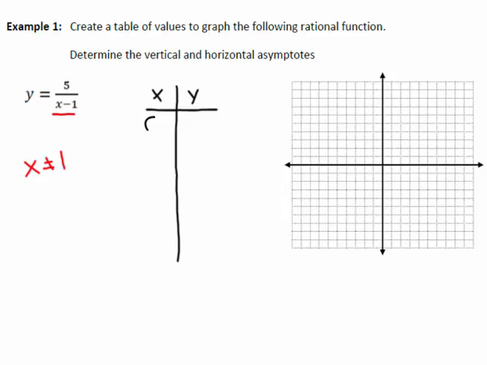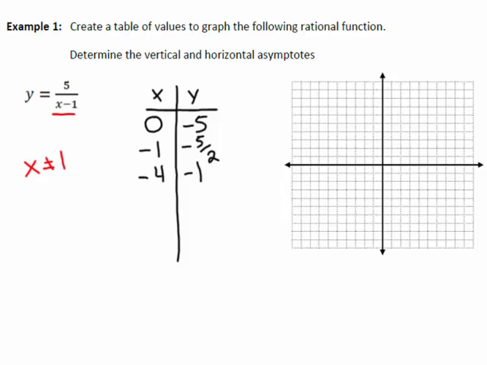So let's put 0 into that function. When we put 0 in there, we're going to get 5 over 0 minus 1, which is really just negative 5. If we were to put negative 1 in there, negative 1 minus 1 is negative 2. We'd be at negative 5 over 2. If we were to put negative 4 in there, again, trying to choose some values that make the math easy, negative 4 minus 1 is negative 5. 5 over negative 5 is negative 1.